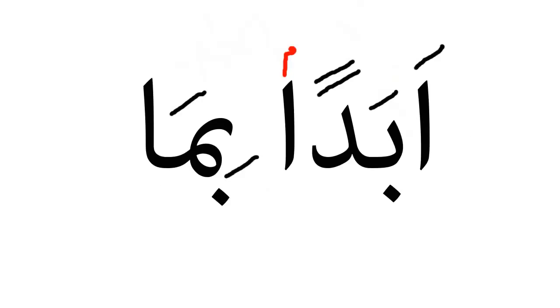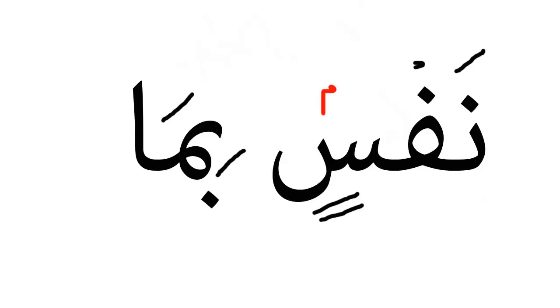So what do we do? We change the noon sakin of the tanween. In this situation, you have a tanween, so we change the tanween for a mim. So it's not abadan bima now, it's abadan bima. Bring the lips together. Seal them when it's the ba. Nafsim bima. We won't be saying nafsin bima. We've got a tanween, we change that for a mim, because of the ba afterwards.